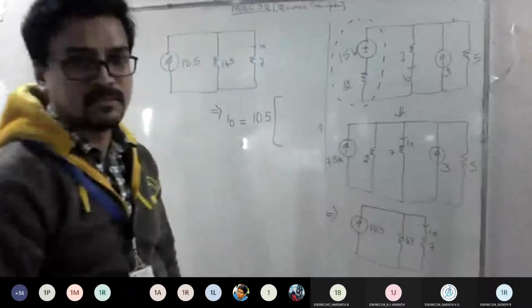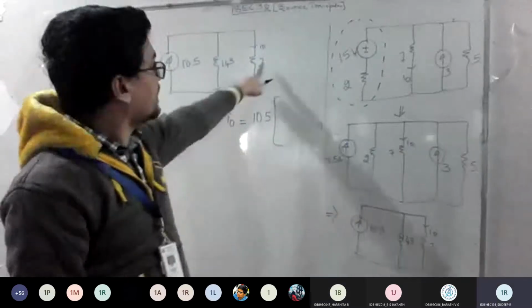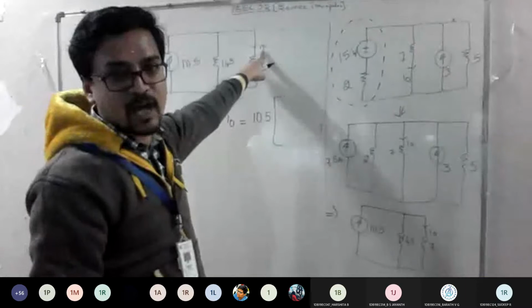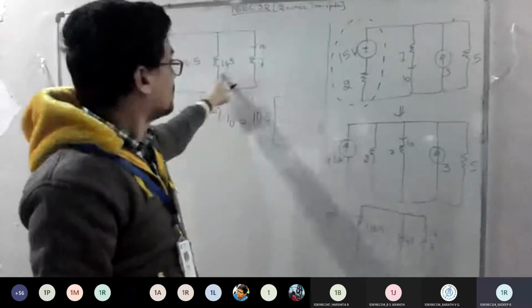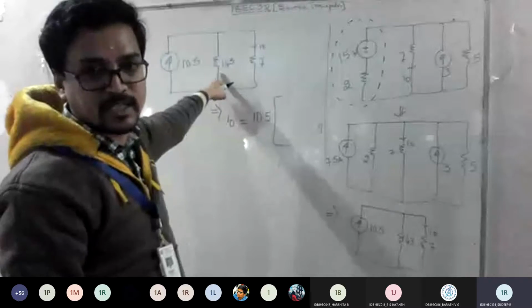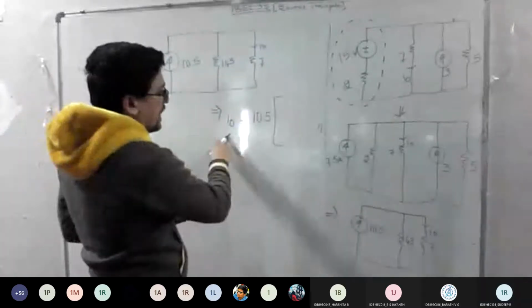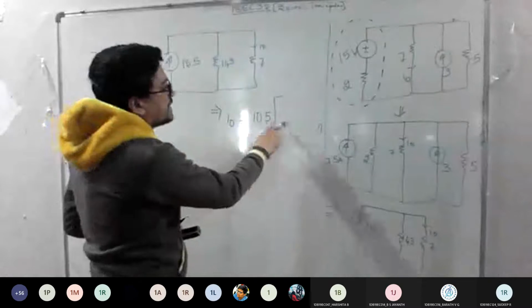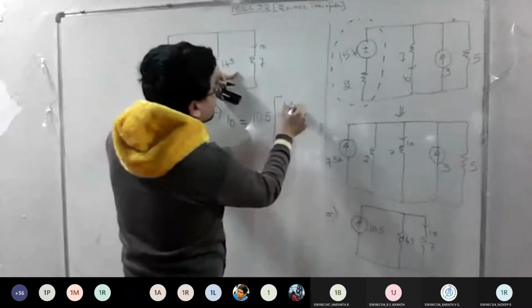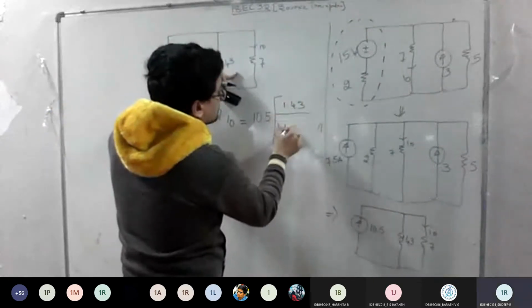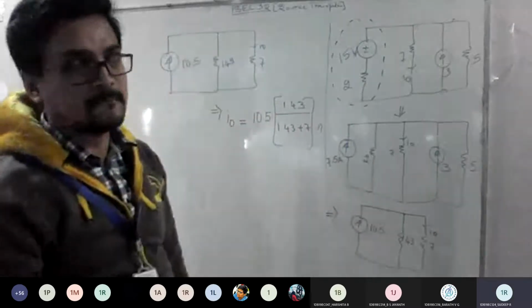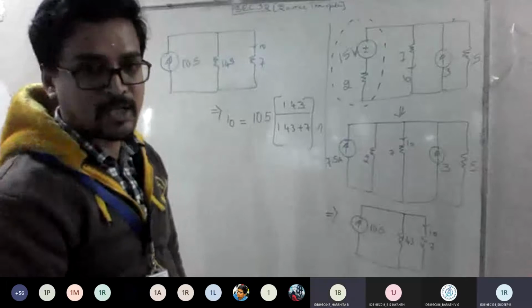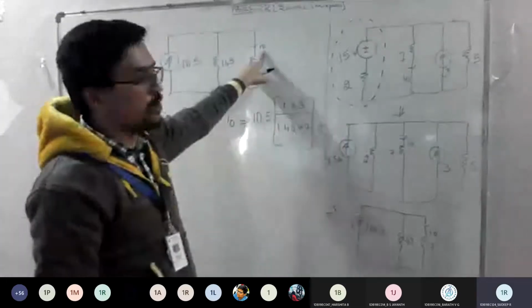Now listen carefully. For branch current, which is the opposite resistor? 1.43 ohm. So 1.43 is the opposite resistor. So the formula says branch current is equal to main current into opposite resistor divided by the sum of the two resistors. Am I clear? Yes, sir. I'll repeat. Branch current formula I'm applying.